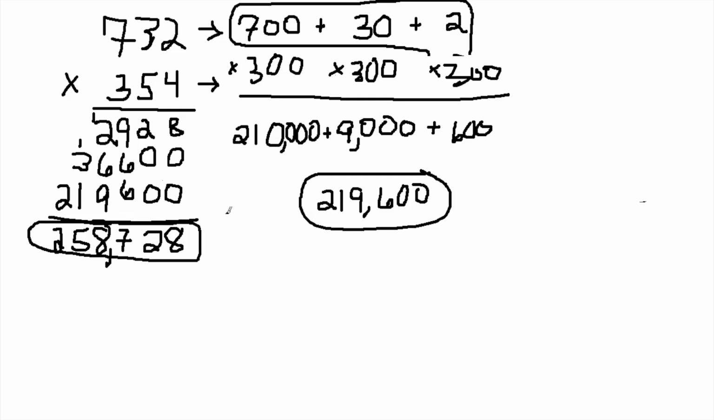You have to be organized. You have to keep each digit in its place value. This way you can keep your thoughts correct. All right? So this is how you multiply a 3-digit number by a 3-digit number.